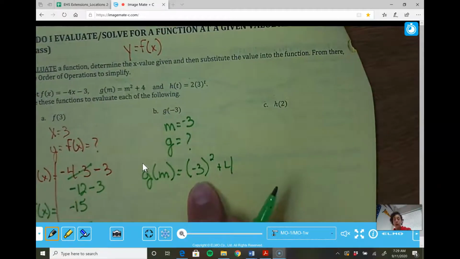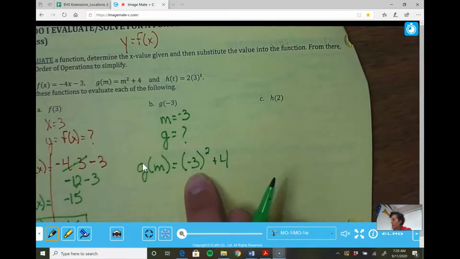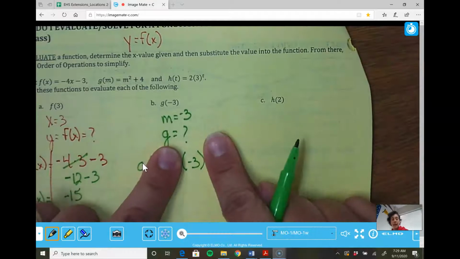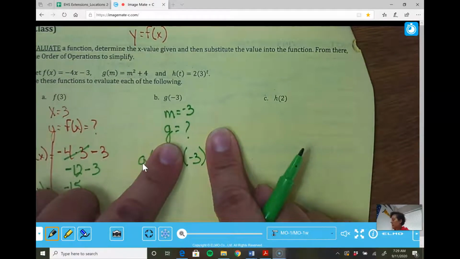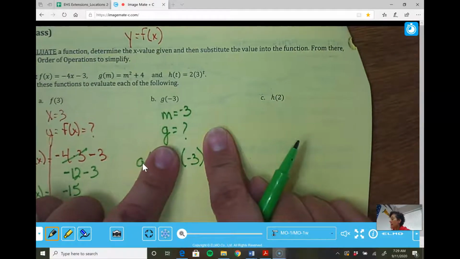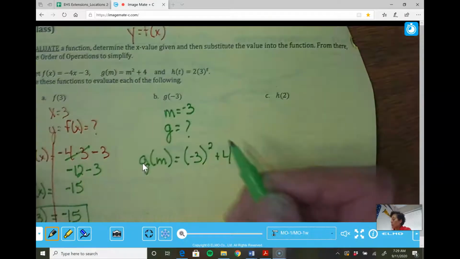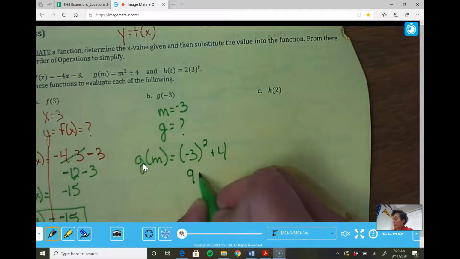So following the order of operations, there are parentheses, but these parentheses are just holding the negative number, and I'll explain why I put those in parentheses in a moment. But otherwise, the exponent means negative 3 squared, which is negative 3 times negative 3, and that's 9.